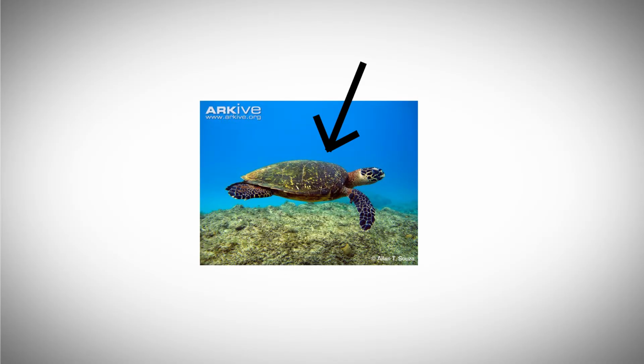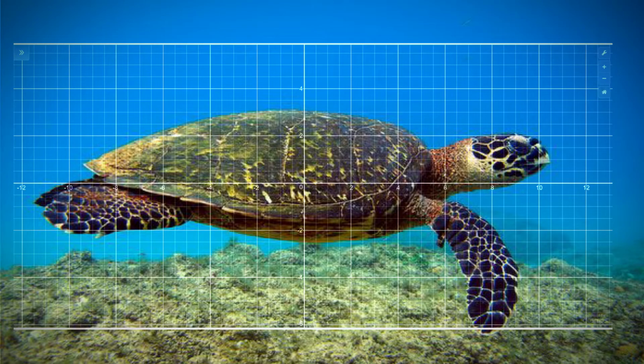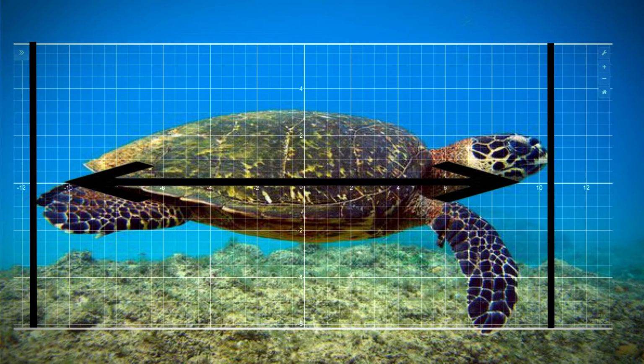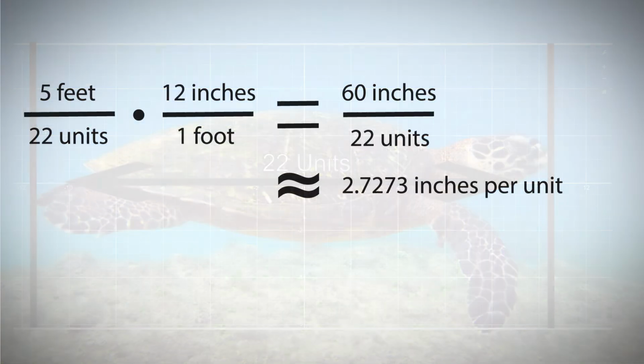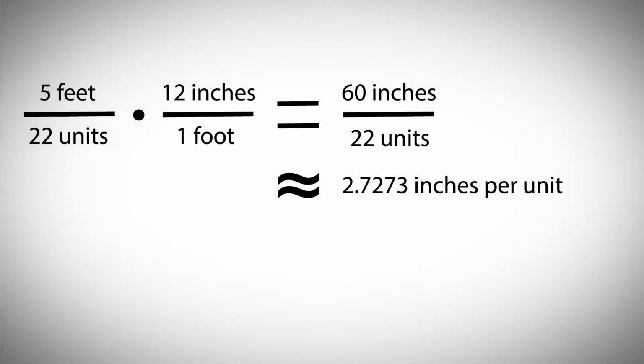Let's put a graph on the turtle. According to National Geographic, adult green sea turtles are up to 5 feet in length. The turtle spans x values from negative 11.5 to 10.5. This adds up to a total length of 22 units. Assuming that this turtle is an adult and is the max size, we can get the scale of the graph. Using dimensional analysis, we get a final answer of approximately 2.7273 inches per unit.